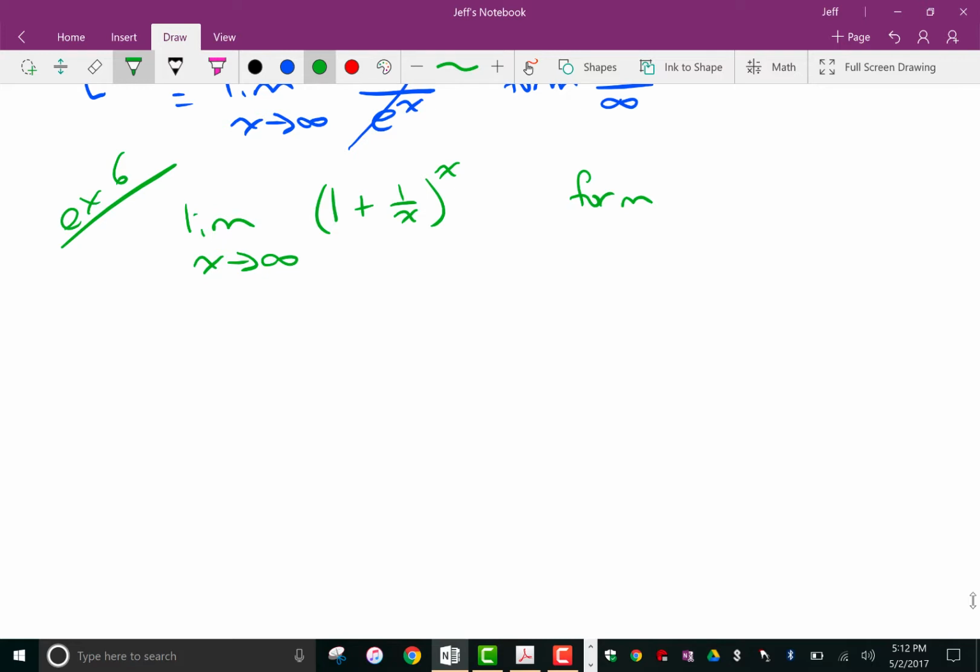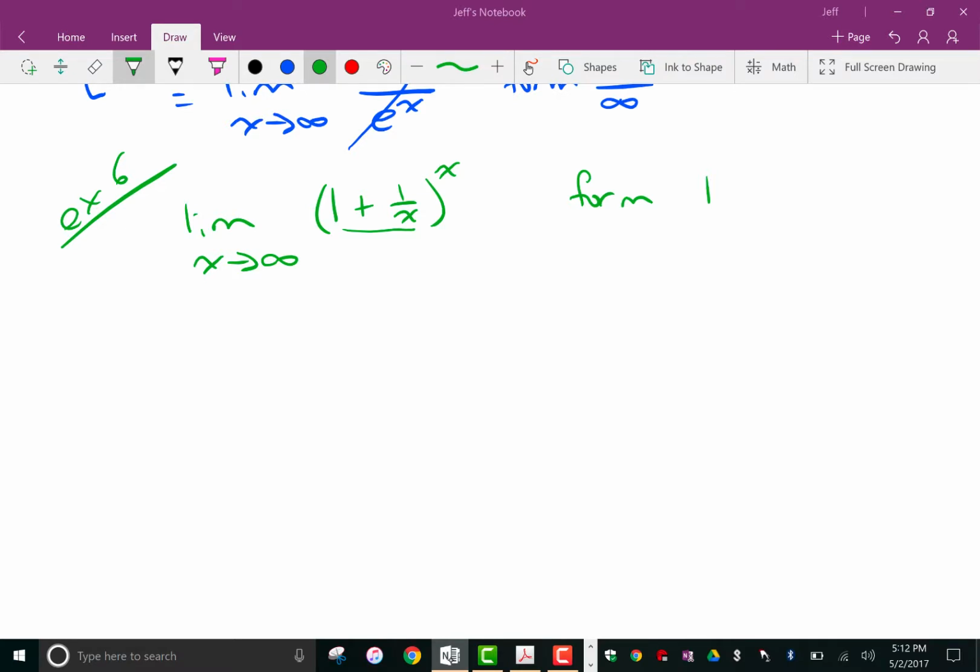The form would be that inside of the parentheses, that's 1 plus 1 over infinity, so that's getting very close to 1, while the exponent is getting very close to infinity. So this has a form of 1 raised to the infinity power. Your gut would tell you that 1 raised to any power is 1, but keep in mind this is something that's close to 1 being raised to an incredibly large power. And so we cannot guarantee that this will end up being 1. This is also an indeterminate form.